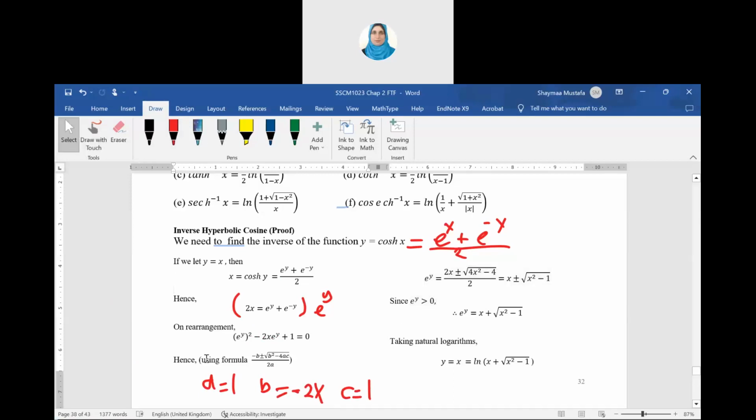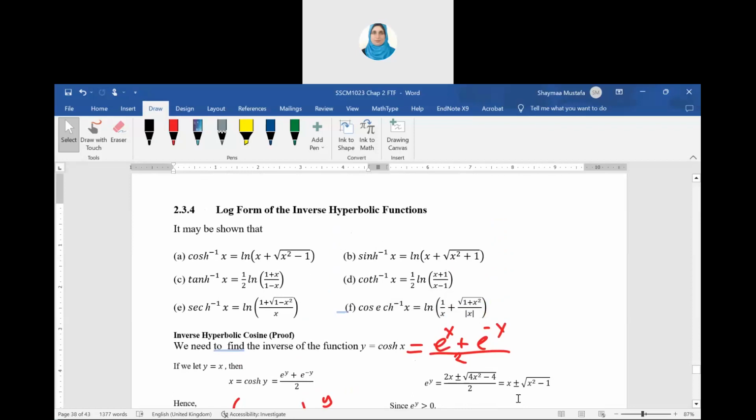Now applying this, exponential y equals minus b, which is minus 2x, so x plus or minus the root of b squared. B squared here is minus 2x squared, which is 4x squared, minus 4ac. Minus 4 times 1 is minus 4, over 2. The 2s cancel each other, because the 4 from the root is 2. So you get only x plus or minus the root of x squared minus 1.